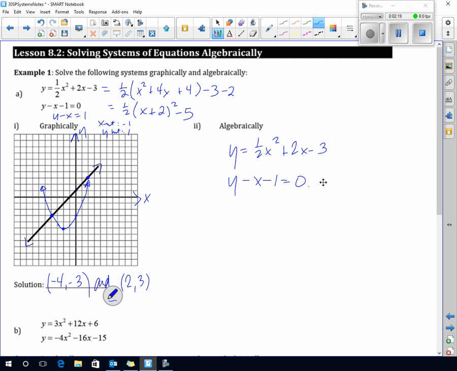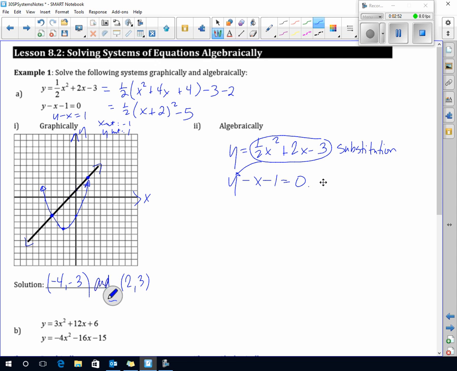Do you see it's solved for a variable here? Y equals that, right? So that means I can substitute that y for that whole string. Do you see that? So I'm going to use substitution. So instead of this y, I'm going to write 1/2 x squared plus 2x minus 3, but I still have the rest of this string I need to put in, right?